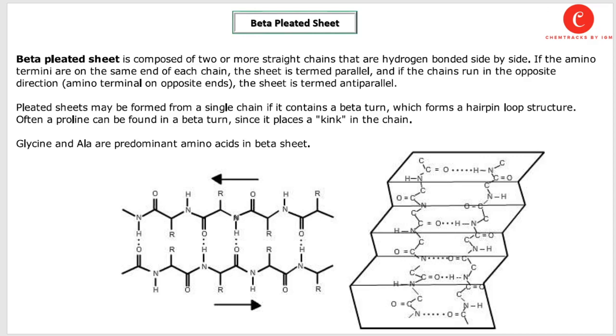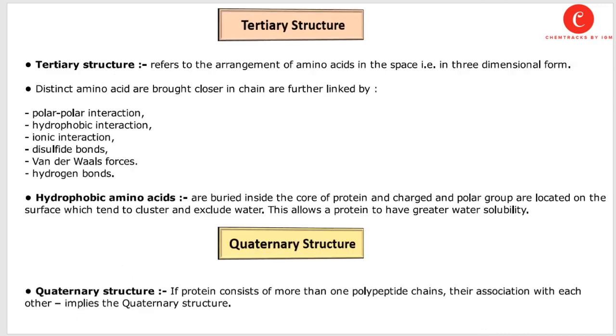Pleated sheet may be formed from a single chain if it contains a beta turn, which forms a hairpin loop structure. Often, a proline can be found in a beta turn since it places a kink in the chain. Glycine and alanine are predominant amino acids in beta sheets. This is the structure of the pleated sheet, and here is the amino acid arrangement.